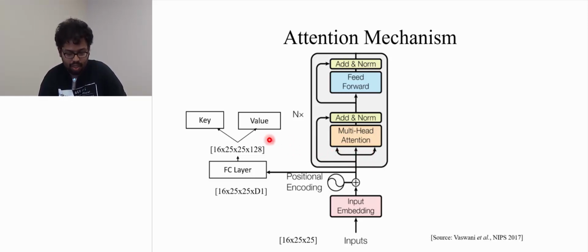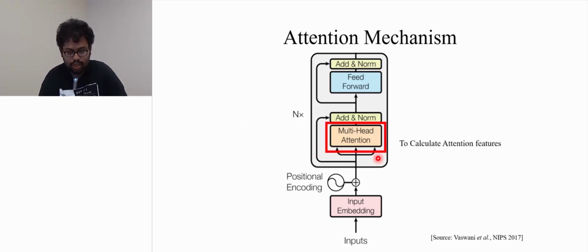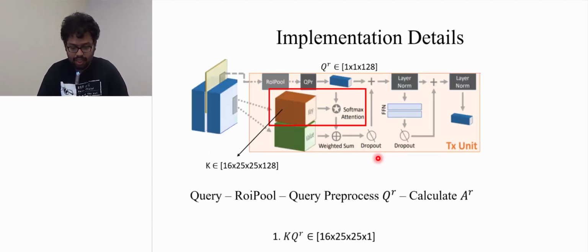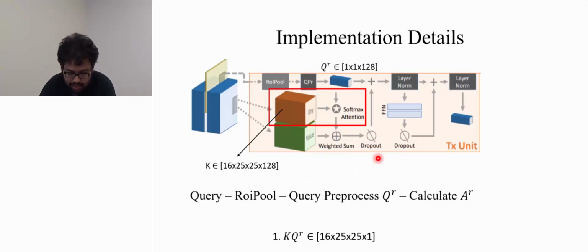So two of them are key and value, and the other one is a query input to calculate the attention feature. So how the attention features are calculated is like this. Now we have the query vector, which is 1 cross 1 cross 128, and a key vector feature block, which is 16 cross 25 cross 25 cross 128.